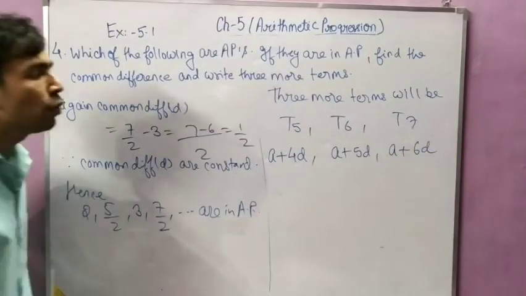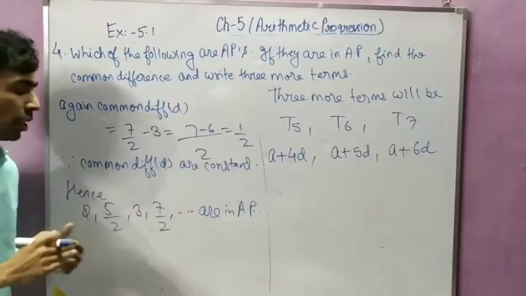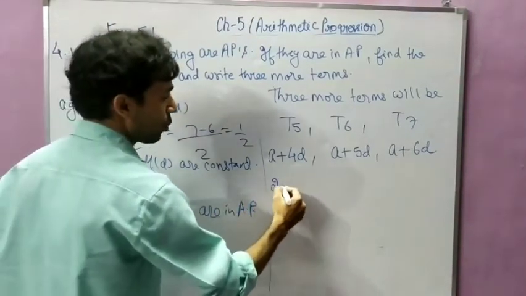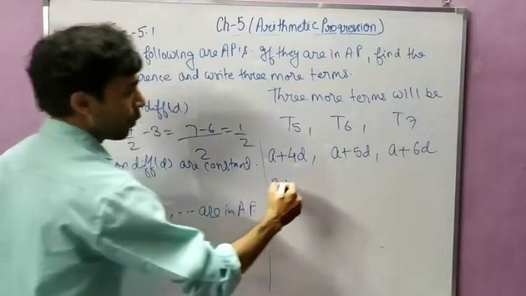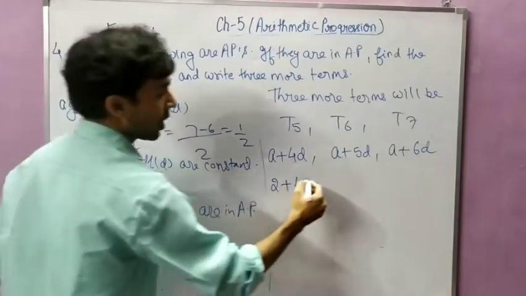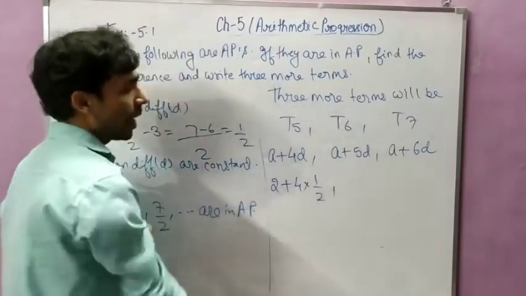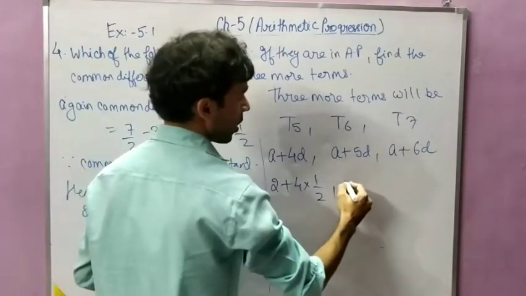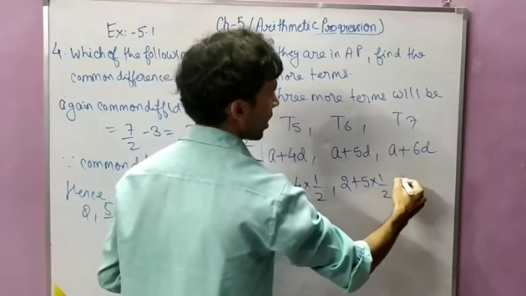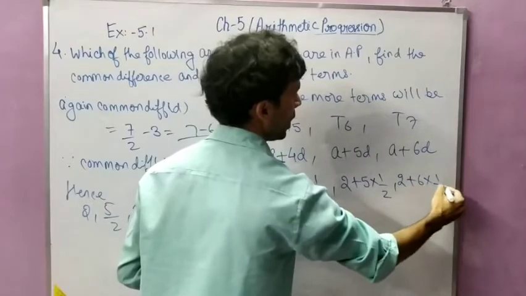Now put all the values of A and D in that sequence. First term was 2. So the value of A is 2 plus 4 into D, which was coming 1 by 2. Again in this case A is 2 and this is 5 into 1 by 2. And in this case 2 plus 6 into 1 by 2.